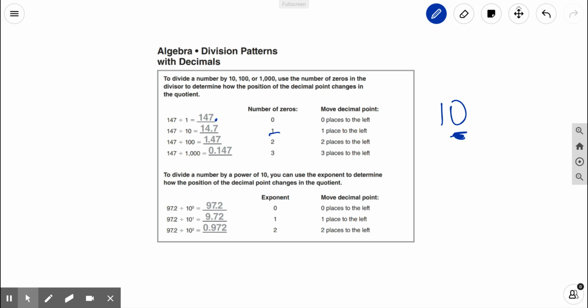Now, if I'm going to take those 147 rocks and divide them among 100 people, there are now 2 zeros. And so it's going to move 2 places to the left. And then if we're going to go up to 1,000, people wouldn't even get 1 rock, right? But with 1,000, there are 3 zeros. So the decimal is going to move 3 places to the left.